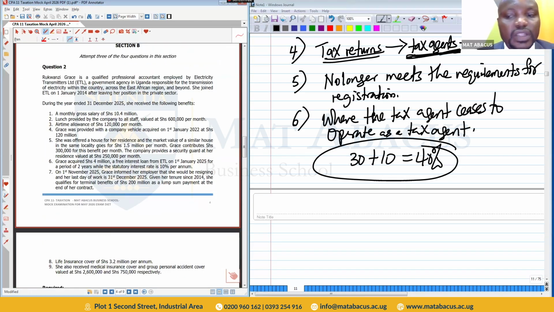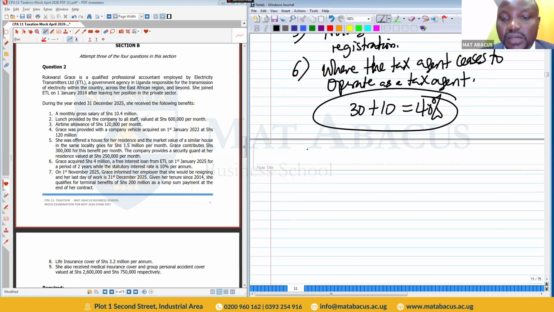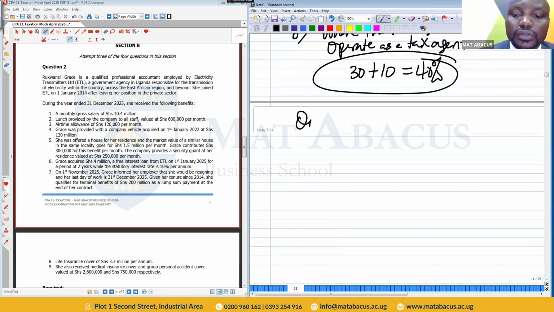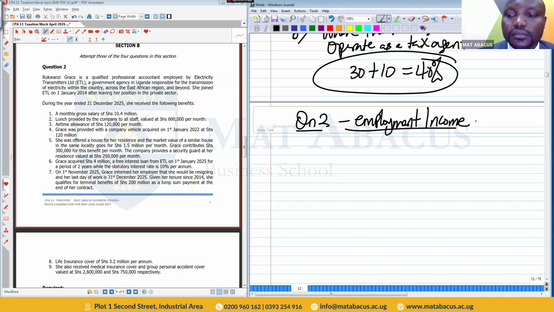So number 2 is about employment income. Question 2, which is about employment income. And it says that Lukwanzi Grace is a qualified professional accountant employed by Electricity Transmitters Limited, a government agency in Uganda responsible for the transmission of electricity within the country, across the East African region and beyond. She joined ETL on 1st January 2014 after leaving her position in the private sector.